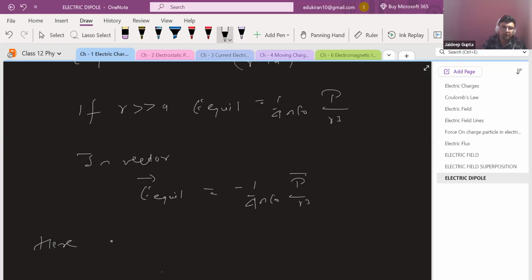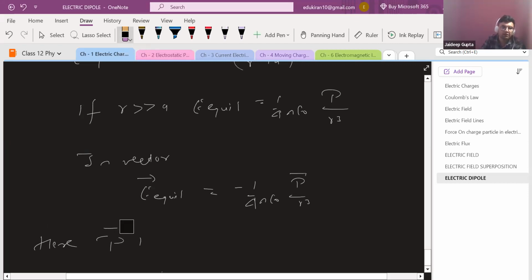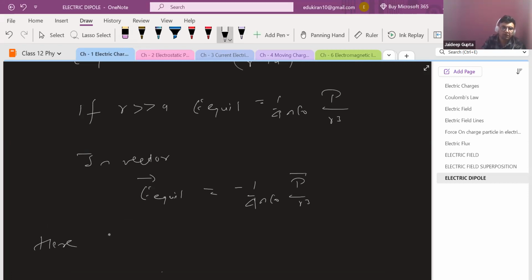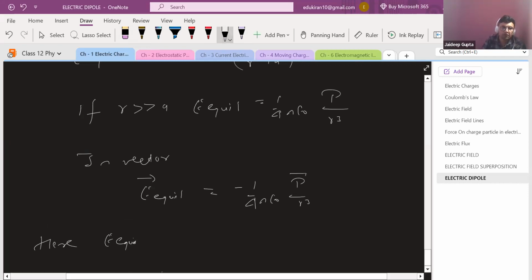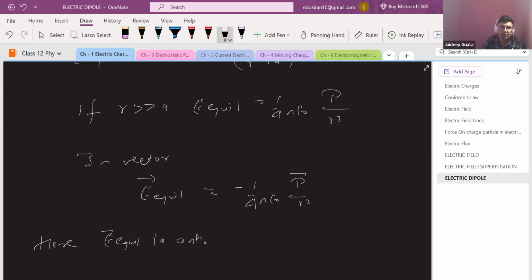Here, the dipole moment for electric field E equatorial is anti-parallel to E vector, that is dipole.